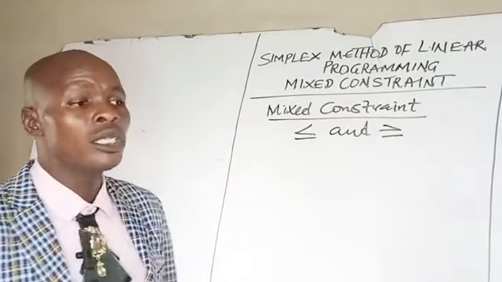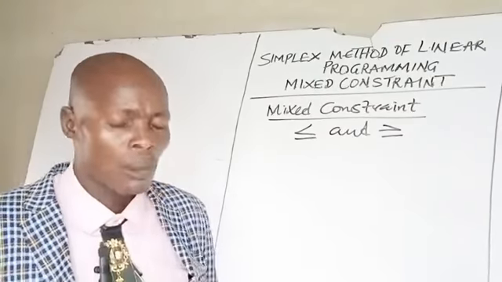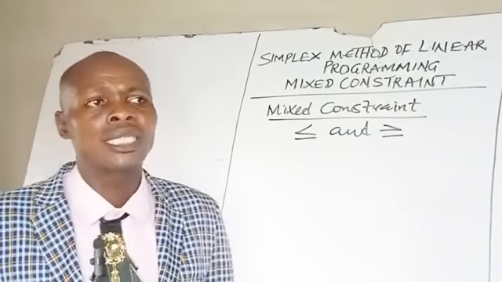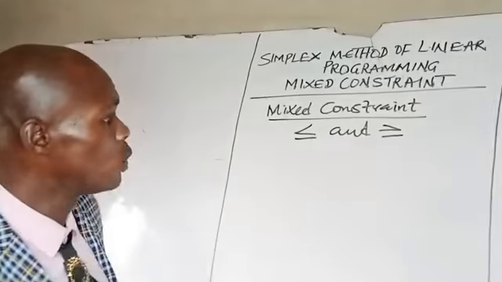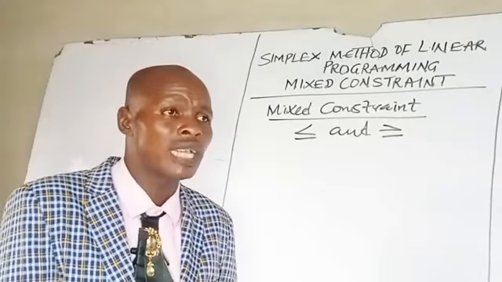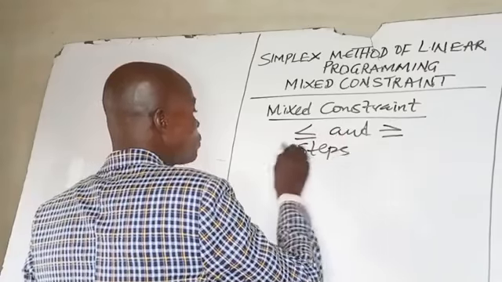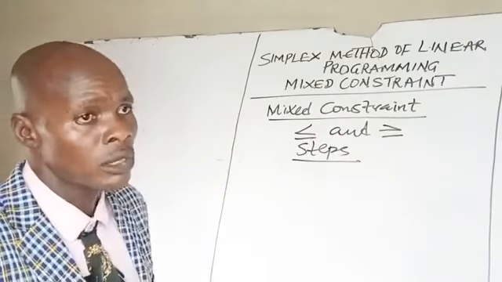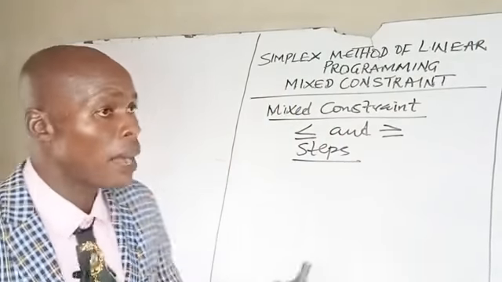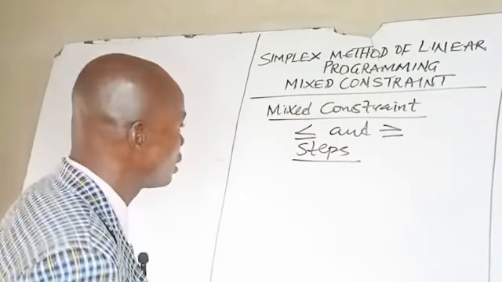The second method is to multiply both sides of the special constraint by -1. So in this video, I will consider the first method. In my next video, I will consider the second method. What are the steps you need to follow when solving problems involving the mixed constraint where the available capacity will be reduced by the unit of special constraint product?